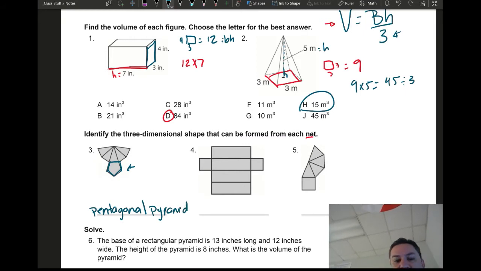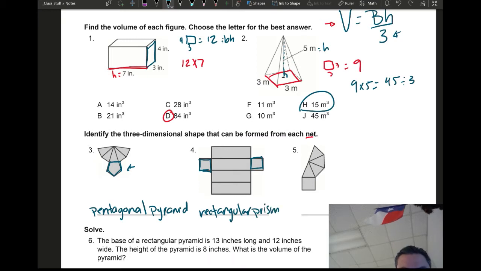Next one, I have a net of a box. How do I know it's a box? Because it's a rectangular prism or a square prism. You can tell it's a square prism because kinda the bases look like a square. A square prism is different than a cube. On a cube, all the flaps are gonna be the same. In this one, you can either call it a rectangular prism or square prism.